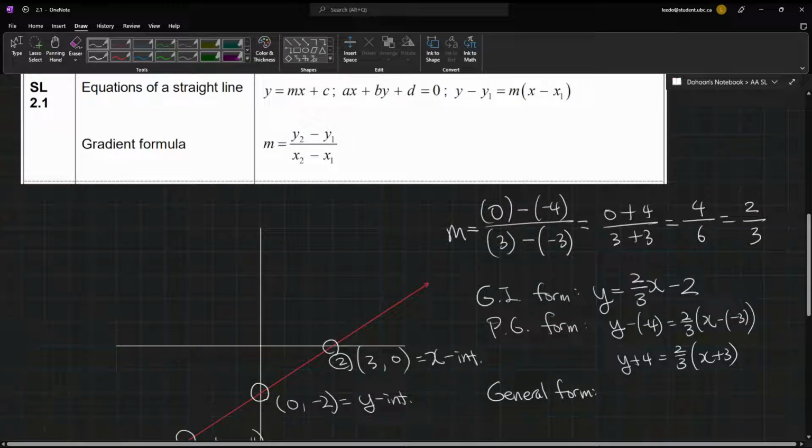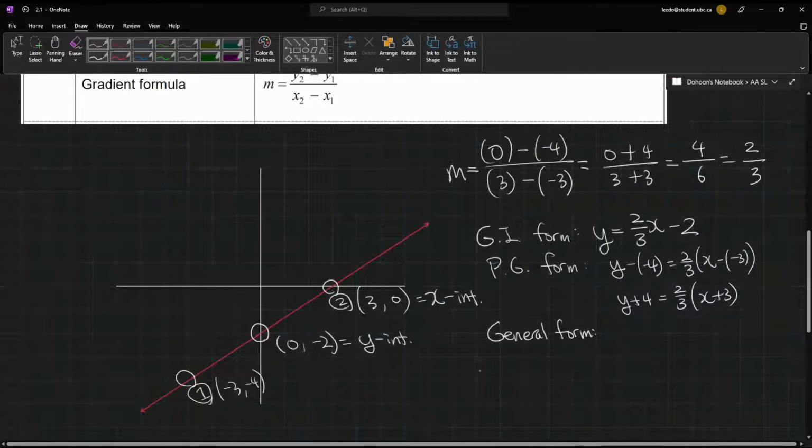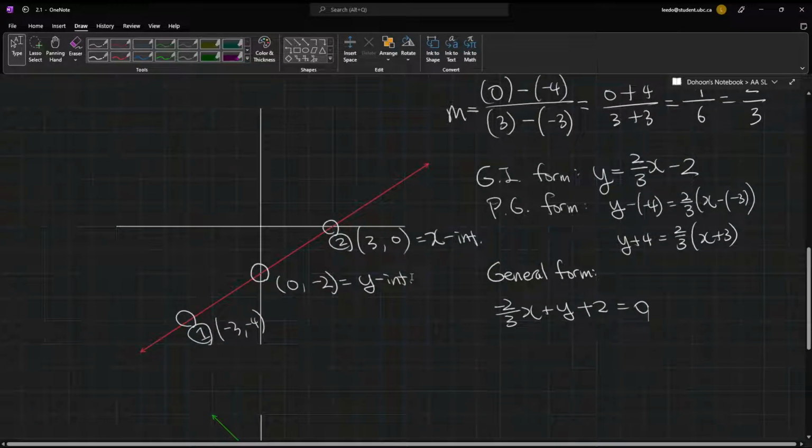Let's take the GI form and then we're going to put everything on the left hand side. So, add 2 over 3 x and plus 2 on the left hand side, or on both sides. You get negative... I'm going to multiply both sides by negative 3, so we get rid of the fractions. Done.